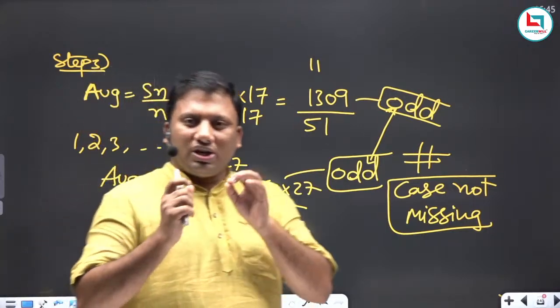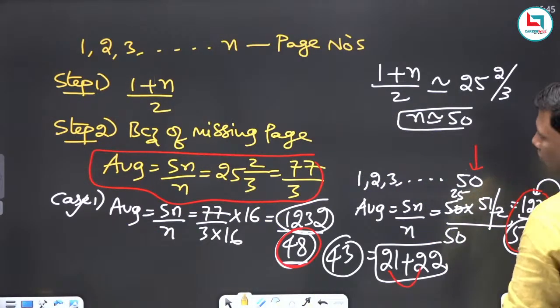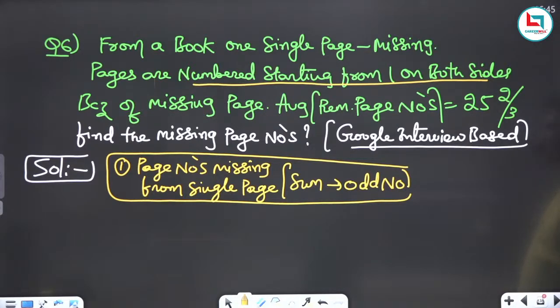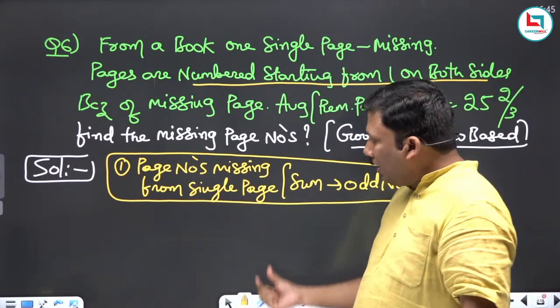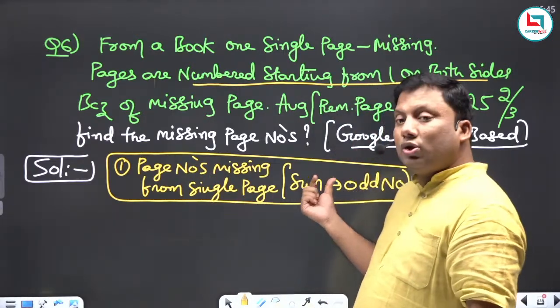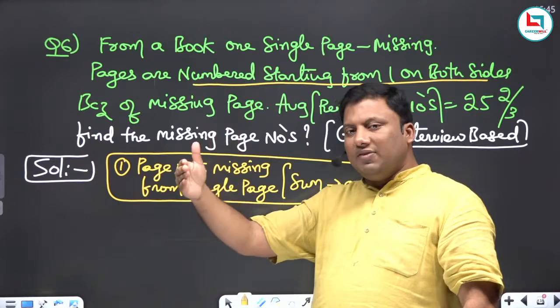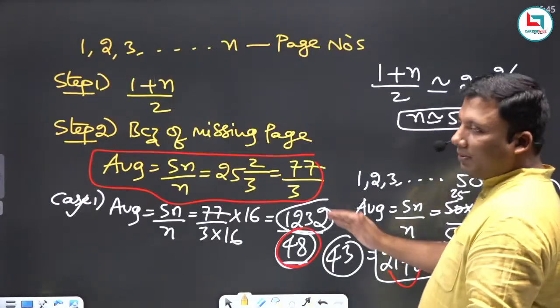Very beautiful question. This is exactly the reason why students who want to get into Google or Facebook are checked on this. This is the root cause of the problem: the page numbers missing from a single page should sum to an odd number. Odd plus even plus odd is odd. That is the first root cause of the problem.